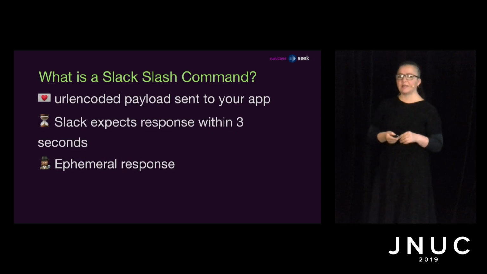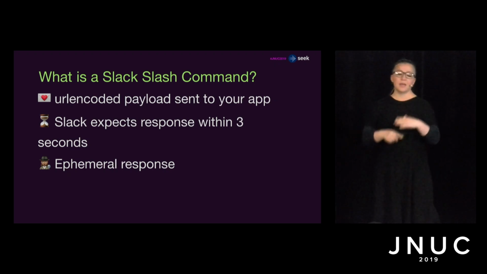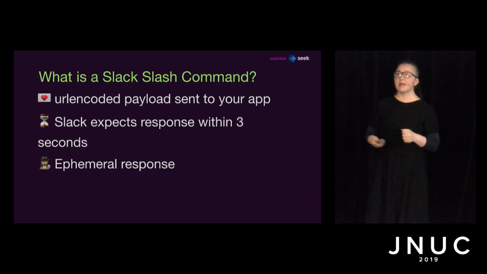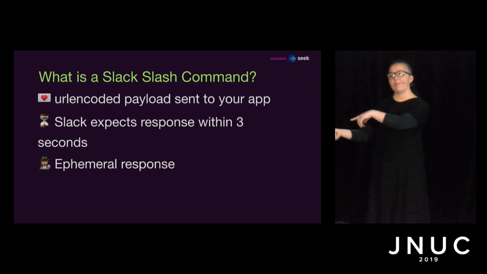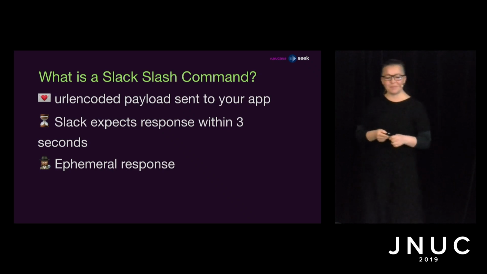The payload that Slack sends to your web app is in URL encoded format, and Slack's going to expect a response within 3 seconds. If it doesn't get a status code 200 back from your web app within the 3 seconds, it's going to assume that there's something wrong, and it's just going to present to the user a timeout error, and then that's the end of that. So within 3 seconds, and any text that your web app sends to Slack is going to be by default ephemeral. I'm probably pronouncing it incorrectly.